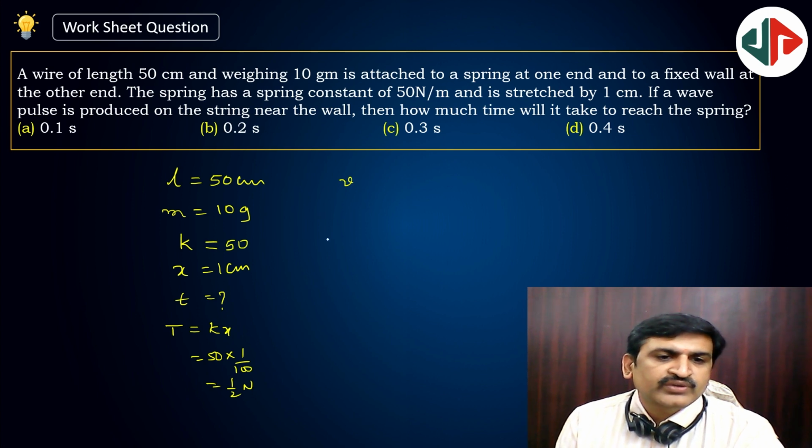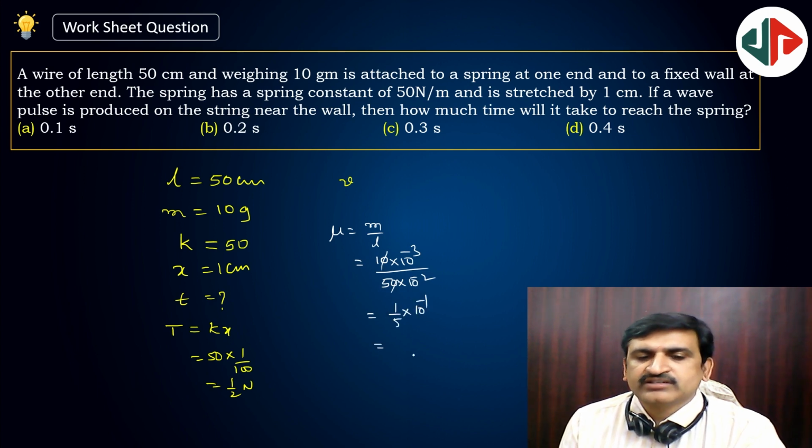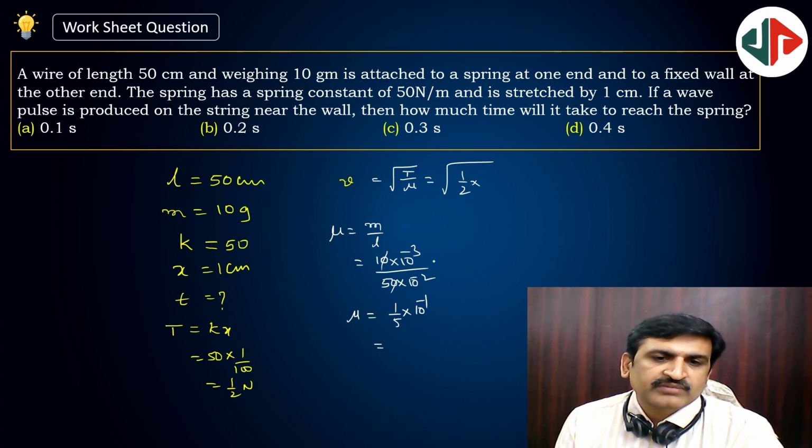Mu is equal to m by L. M is equal to 10 grams, 10 power minus 3, into L is equal to 50 centimeter, 50 into 10 power minus 2. So the 0 gets cancelled, 1 by 5 into 10 to the power of minus 1, I'll leave like this. This is mu only. So velocity equal to root T by mu. So root over tension is 1 by 2 and mu is in the denominator, 1 by 50. So 1 by 50 will become 50. 50 means 25, means 5 meters per second is velocity.